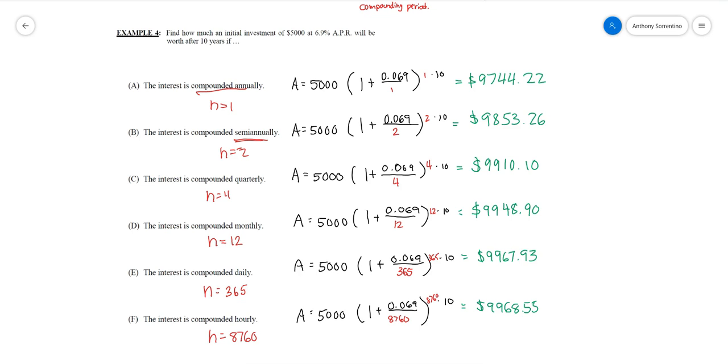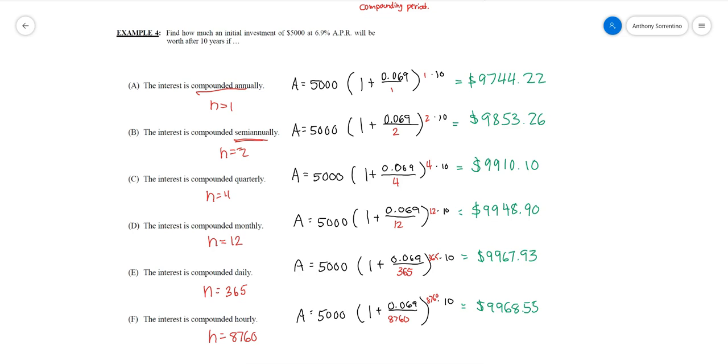So if I invest $5,000 at 6.9% annual percentage rate, and I'm only compounding the interest once a year, I'm going to end up with $9,744.22 after 10 years, assuming I'm not putting any more money in there. Which is a pretty good jump. I mean, I'm going up by $4,744.22.